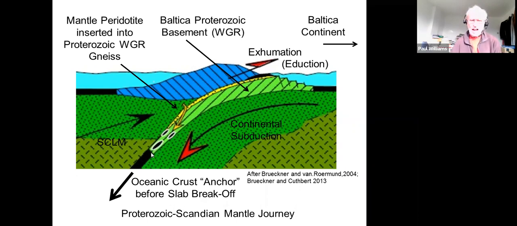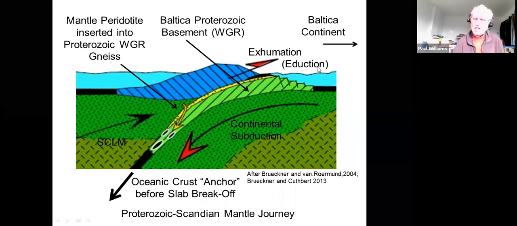When this oceanic crust anchor breaks off, it then releases this buoyant continental crust. Remember, the density of this continental crust is much lower and it doesn't want to be down there, it doesn't want to be dragged down. So as soon as you let go of the anchor, this thing just pops back up again. It's a process we used to call exhumation. But we've now got a term that is becoming more popular called eduction.